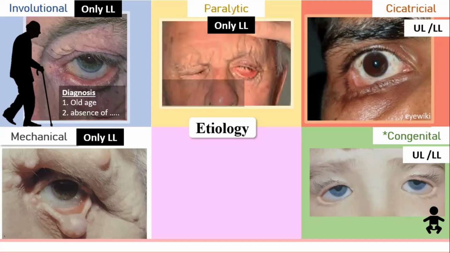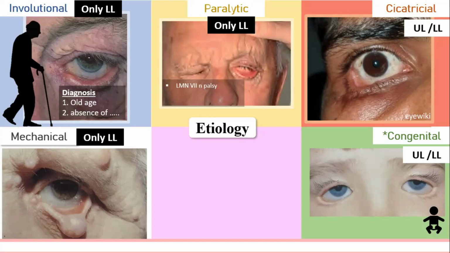So let's revise again. For involutional ectropion, in order to diagnose a case as pure or only involutional ectropion, the patient should be an old patient. Number two, absence of the signs of other etiologies. All right.